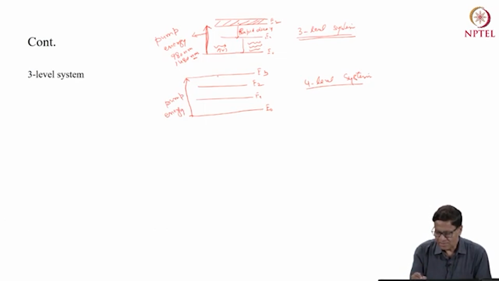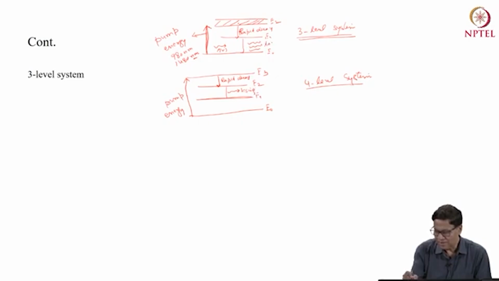And then there is a fast, rapid decay here. So even if one electron has come to this point, there is already population inversion with respect to E1. So you require less pump energy to create population inversion. And the moment this is the lasing part, the electron will fall to E1 and emit light. So this is the lasing operation here.